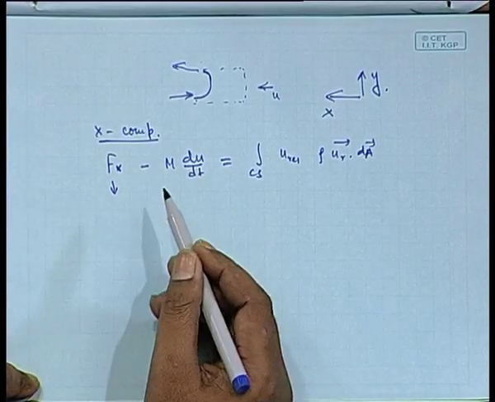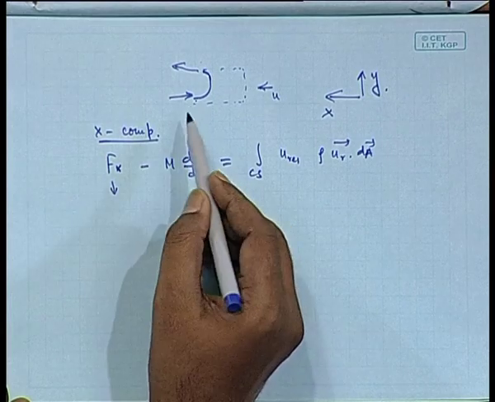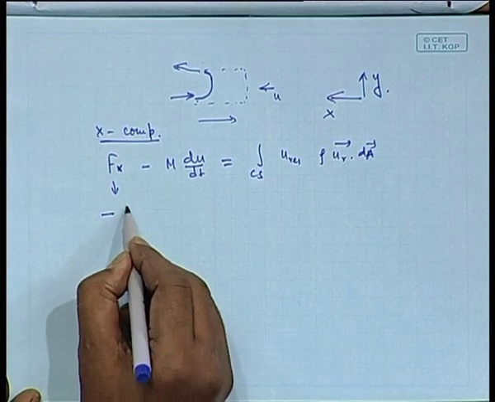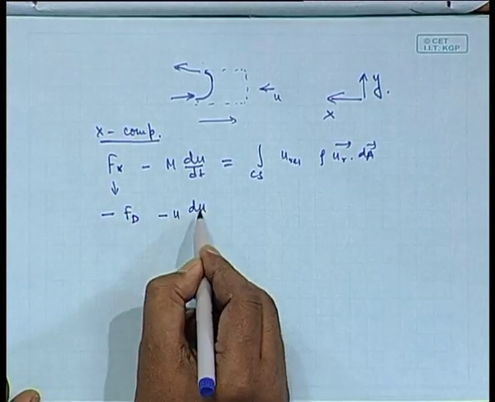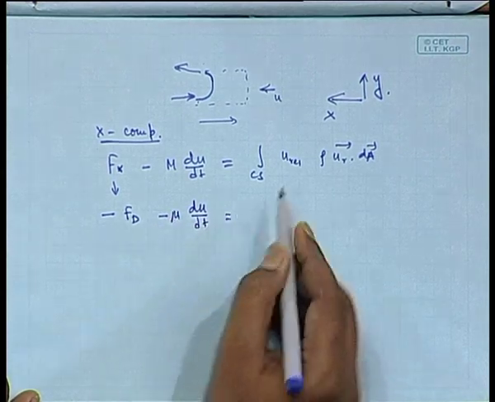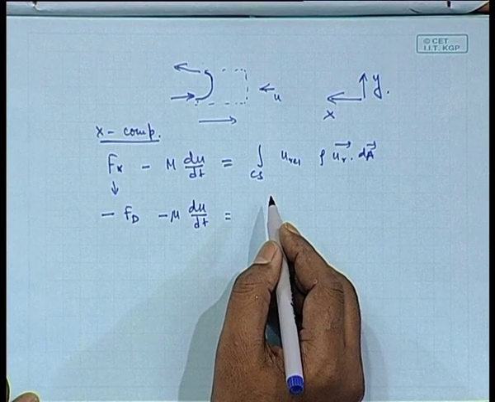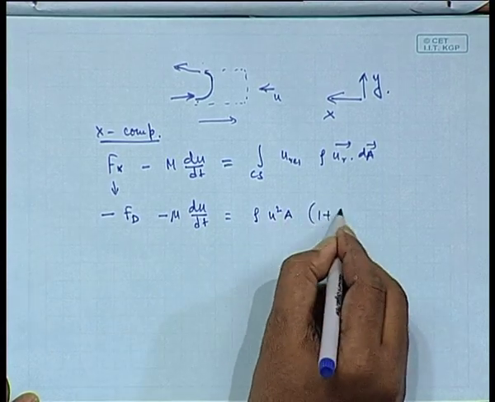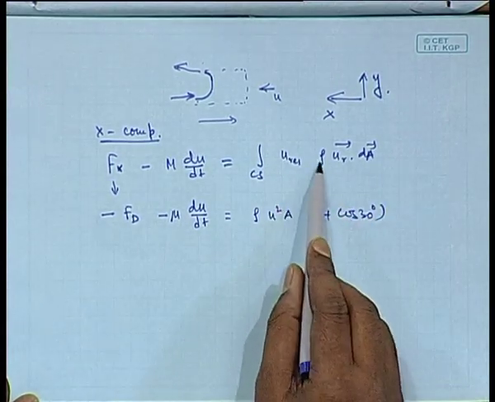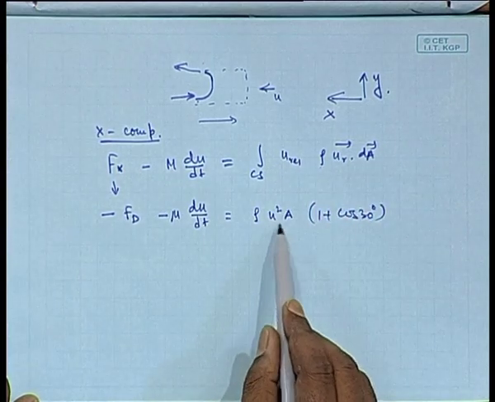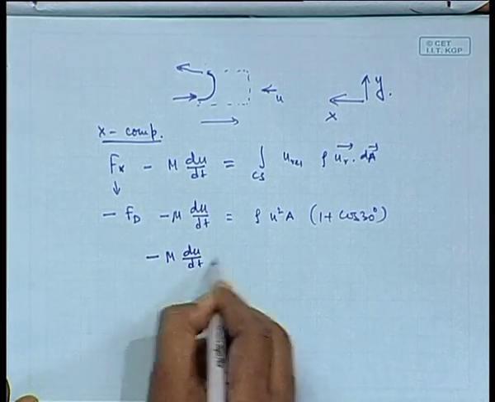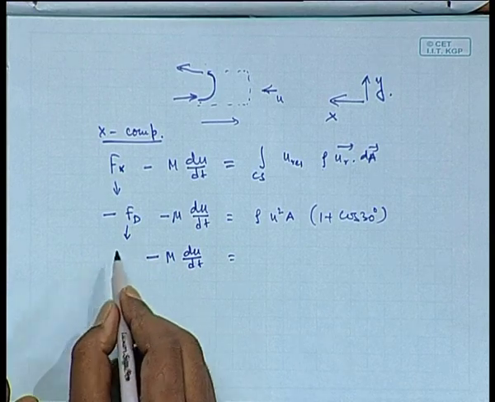And what is F x? F x is the external surface force acting on the control volume. What is that? Drag force. So, it is minus F d, because the drag force is in the negative x direction. So, you write it down: minus F d minus m du dt is equal to rho u square A 1 plus cosine 30. I am just writing the final. If you break down these two parts, it will come out to be rho u square A 1 plus cosine 30, and minus m du dt becomes, this is nothing but k u square, where k is equal to 1 for this problem.